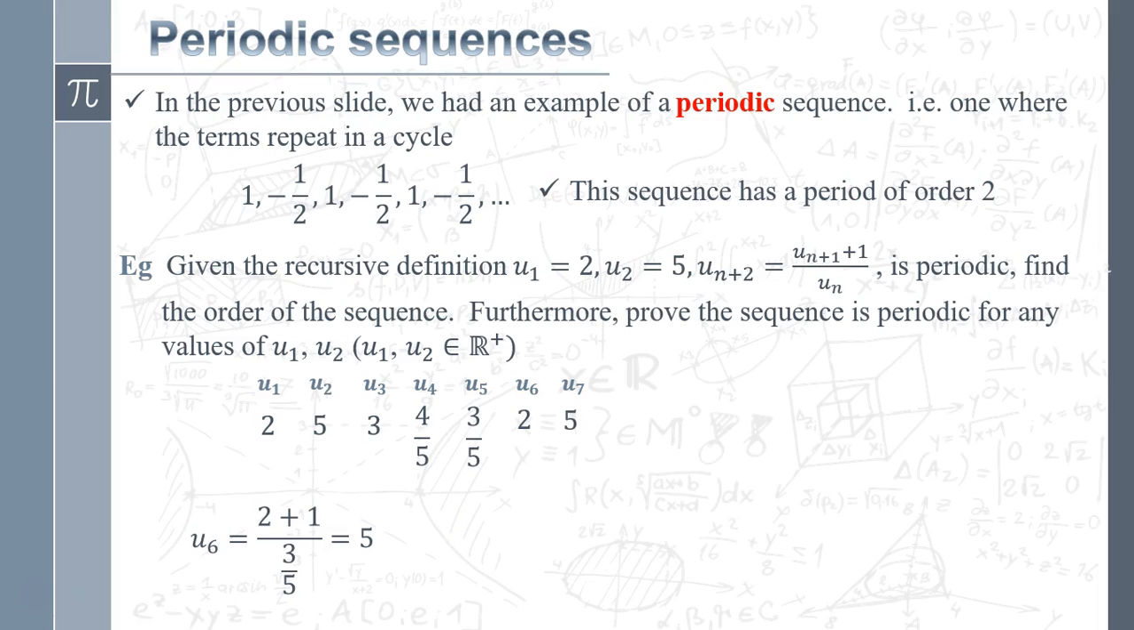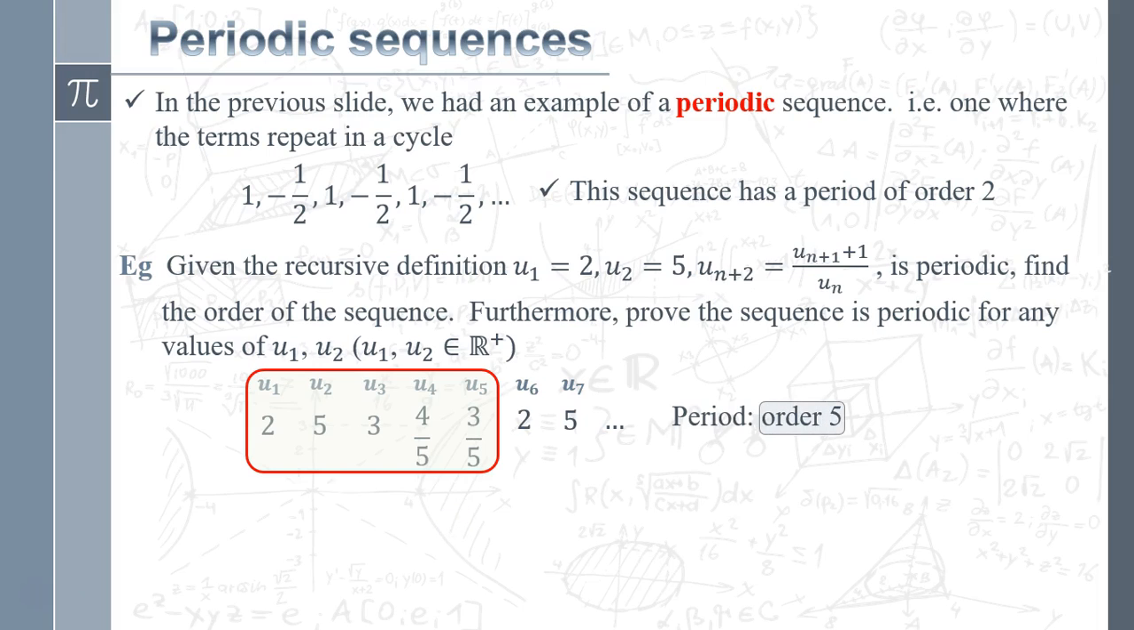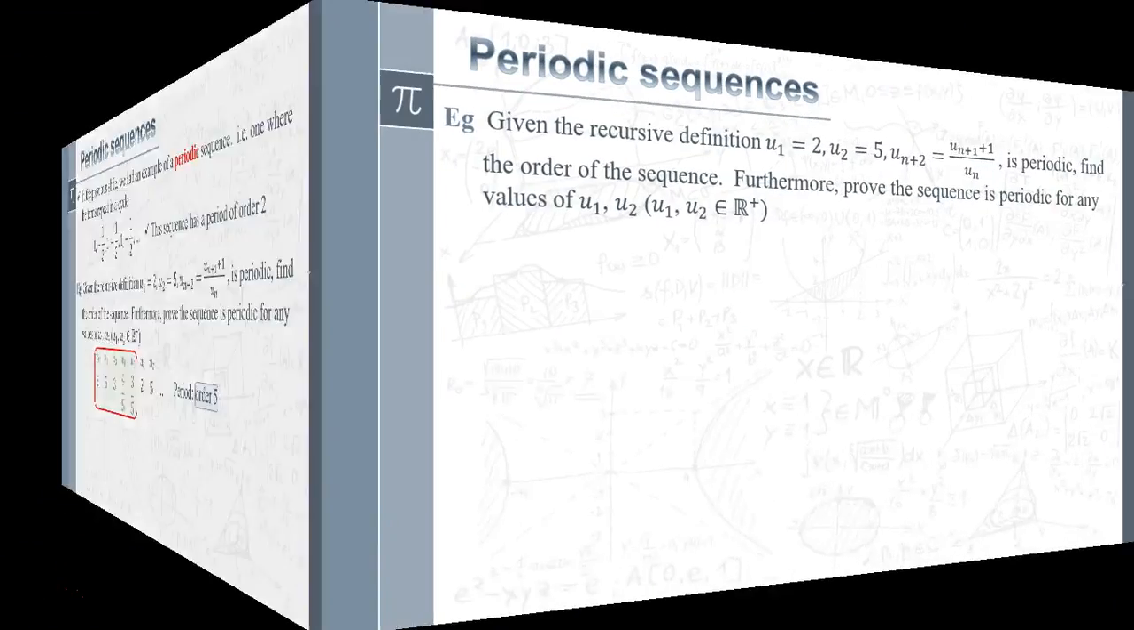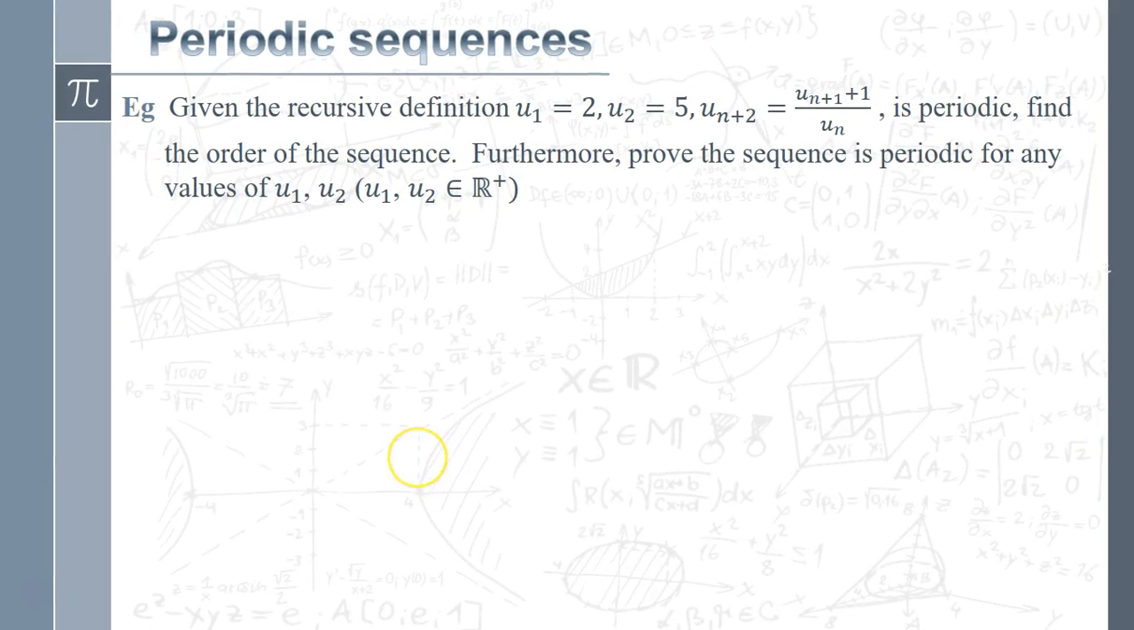And now we're nice and convinced that this thing is going to be periodic, because we're now going to get 2, 5, 3, 4/5, 3/5, 2, 5, 3, 4/5, 3/5, and so on. Right, so that means we've got a period and it repeats every 5 terms. So we've got a period of order 5. So there we go, first part done. It said find the order of the sequence, and we've managed that. Furthermore, prove it's periodic for any values of u1 or u2.